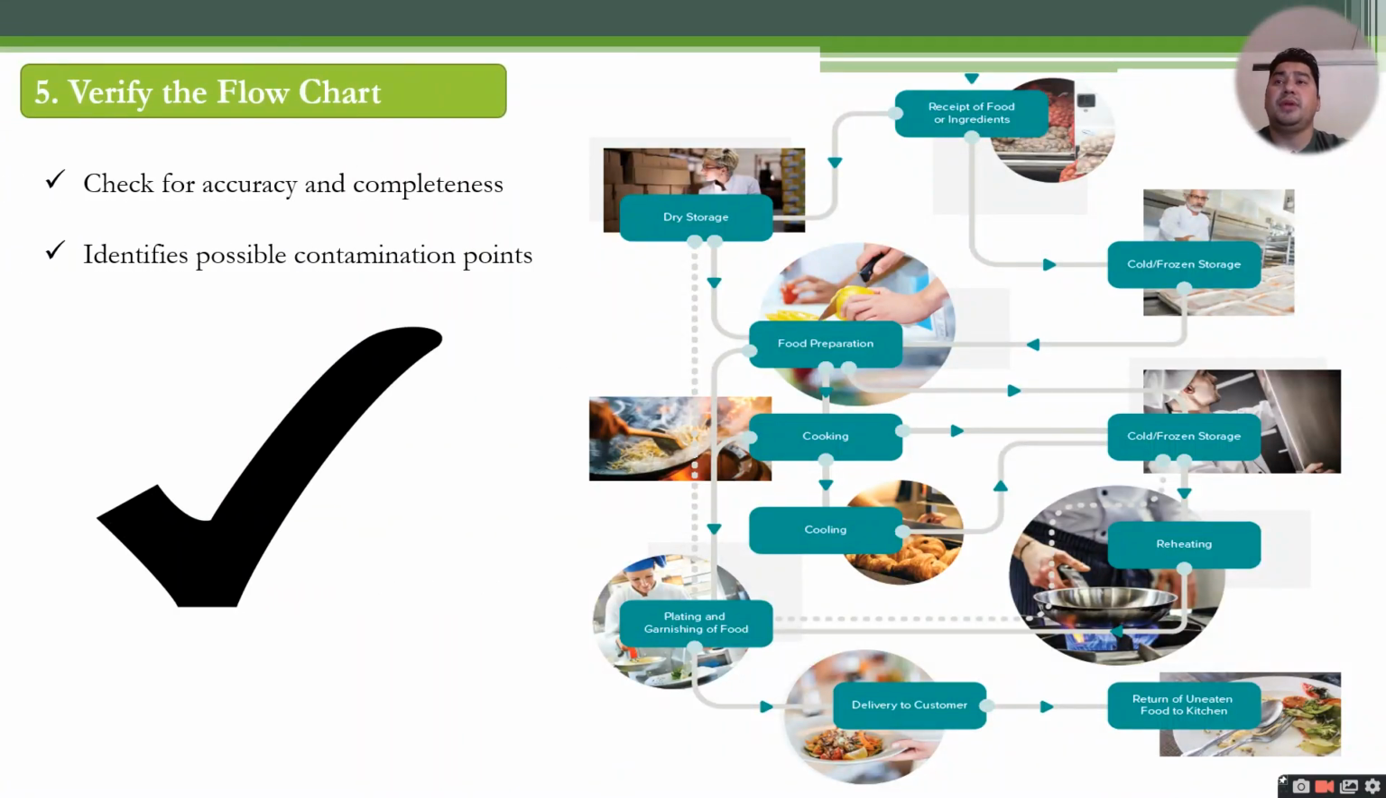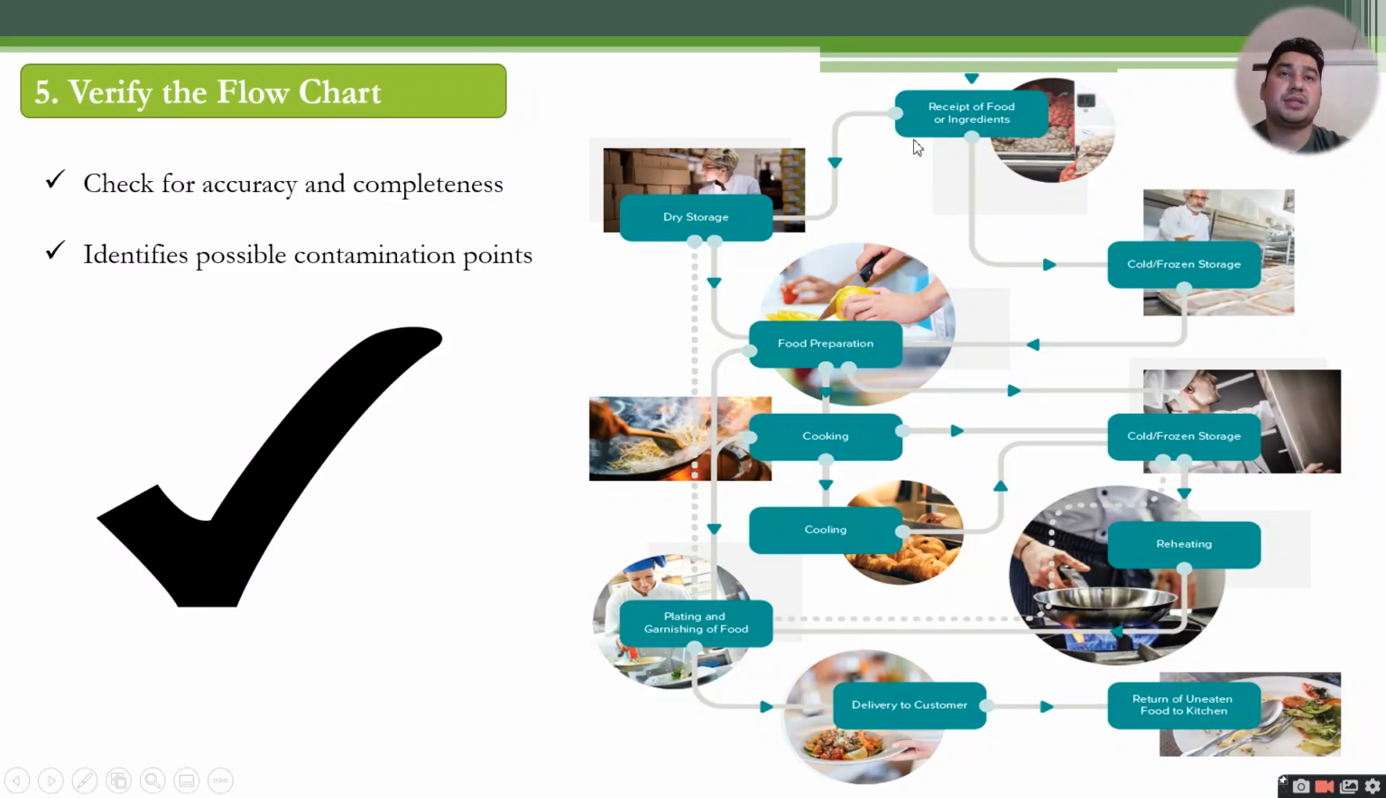Now, the fifth one, we have verify the flowchart. Whenever you are preparing any flowchart, it should be verified by the HACCP team as well. The flowchart should not be verified in the office room. It should be verified physically. You have to take the flowchart with you and take a round of the kitchen, and make sure that whatever is mentioned in the flowchart is exactly what you are doing on the ground level. Check for accuracy and completeness. Identify possible contamination points. Whenever you are verifying your flowchart, you have to check each step for any possible contamination points.